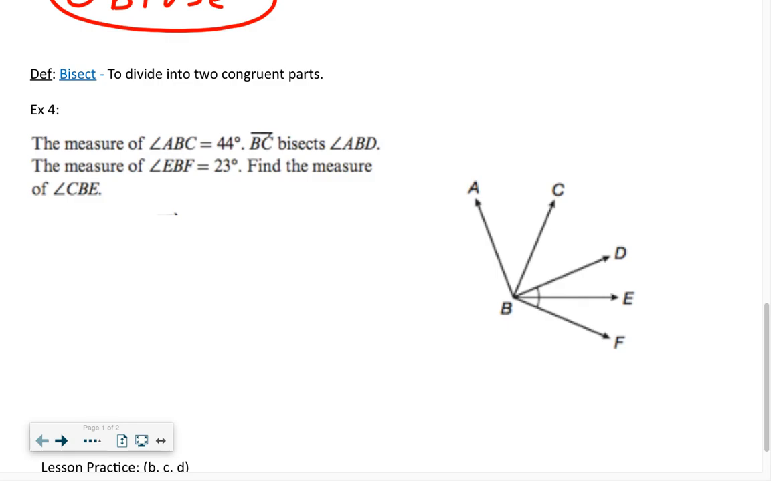Everybody have an answer? Let's go to Hallie and Liz. 67. Let's go to the other side. Maya, Miles, and Kendra. 67. Anybody else? Yeah, if we look at angle ABC, that's 44. That was given to us.